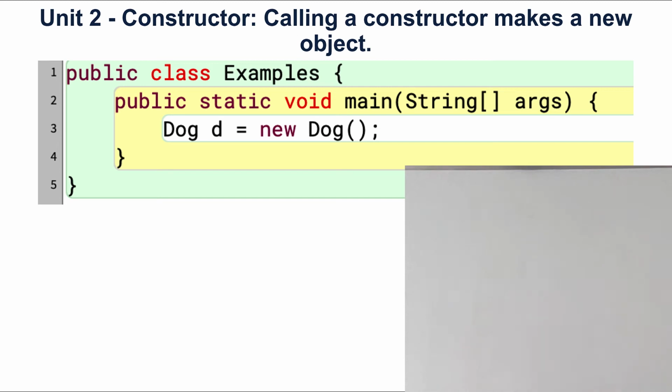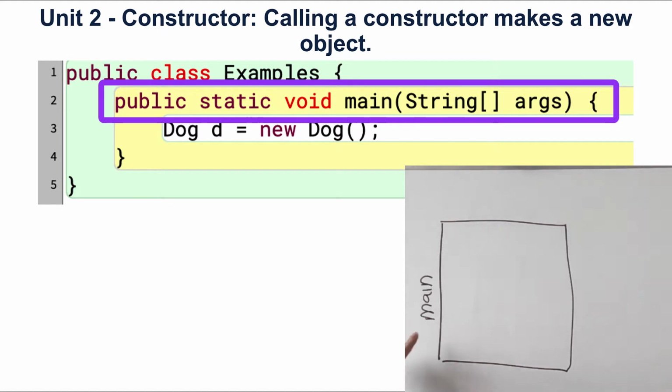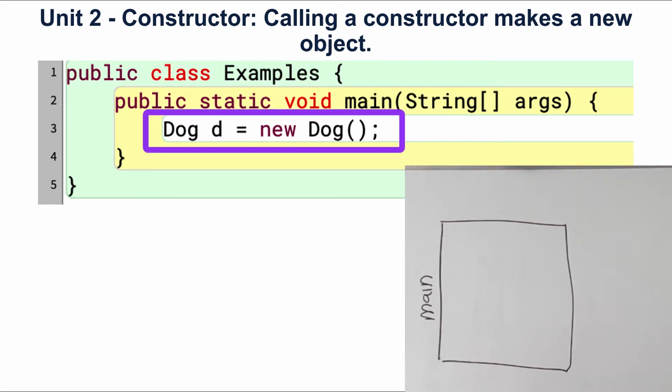When we run our class, we run the method public static void main(String[] args). I drew a box for all the local variables inside the main method, and I labeled it with the name of the method, main. I would read line 3 as "D gets new Dog."